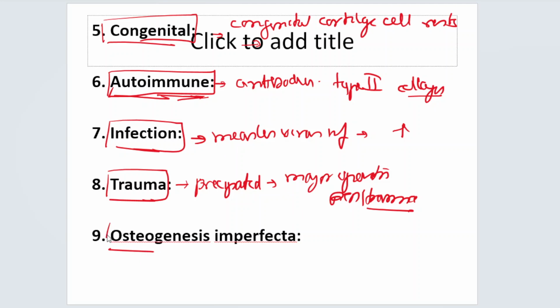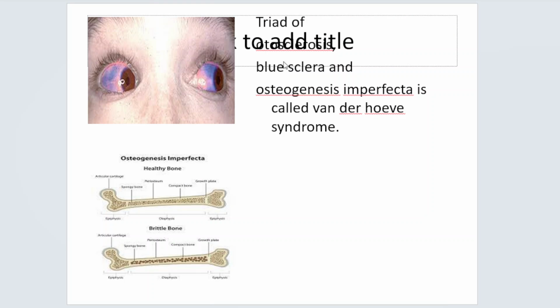Then what is osteogenesis imperfecta? Osteogenesis imperfecta is a hereditary disease, characterized by a triad of otosclerosis. So you will see otosclerosis here, you will see blue sclera, and osteogenesis imperfecta.